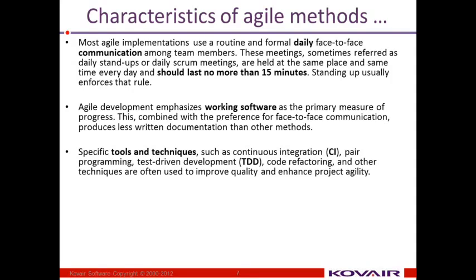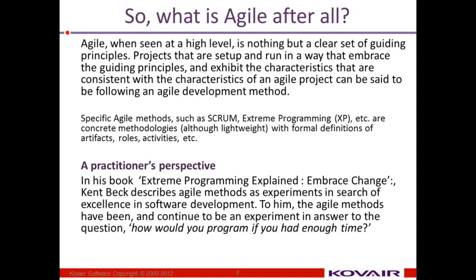And last but not the least, specific tools and techniques, such as all the good things in the software development lifecycle, such as continuous integration, pair programming, test-driven development, code refactoring, design patterns, feature-driven development, and other techniques, are often used to improve quality and enhance project agility. So there is nothing specific about Agile except for the fact that Agile is open to all of this.